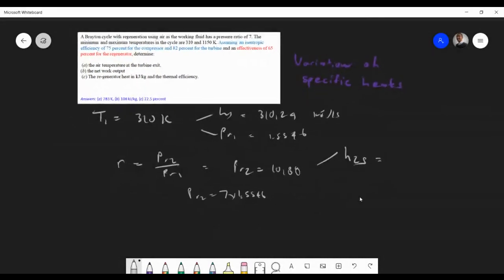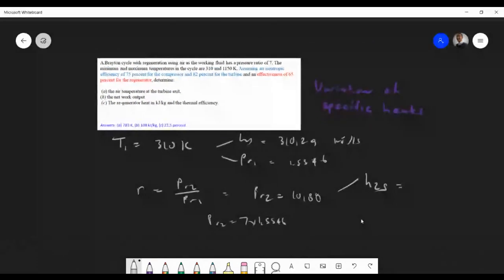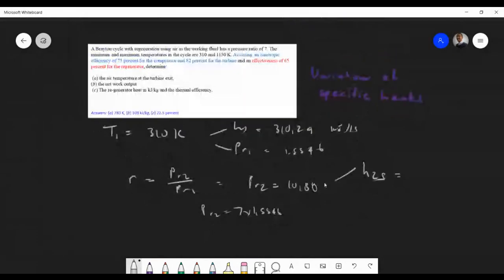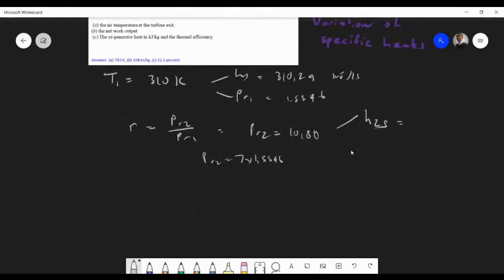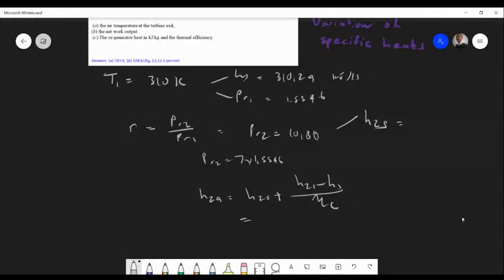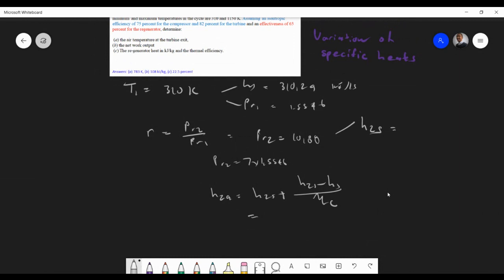Okay, so let's get H2S. Obviously, you're going to have to interpolate there. After H2S, we can find the actual H2, which is going to be H1 plus H2S minus H1, and then, okay. So I hope the concept is there. I've got my table next to me.